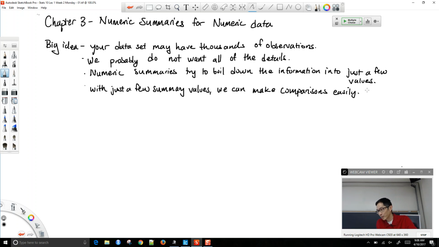But the problem with the numeric summary is that its strength is also its weakness, in that it takes a lot of information and boils it down to a single number, but because you're boiling it down to a single number, it loses a lot of detail, right?